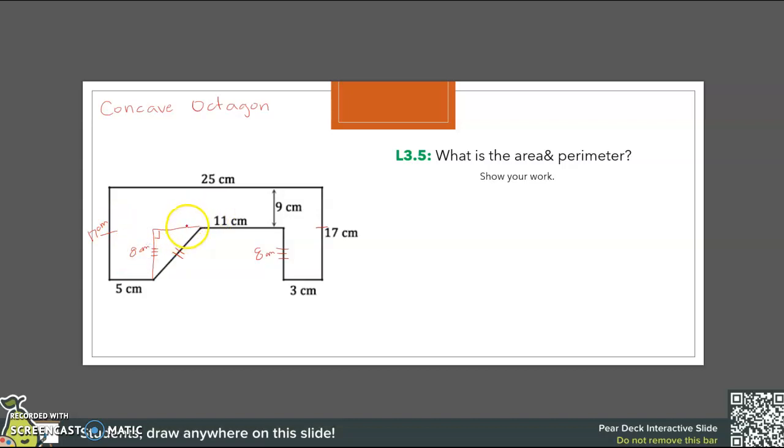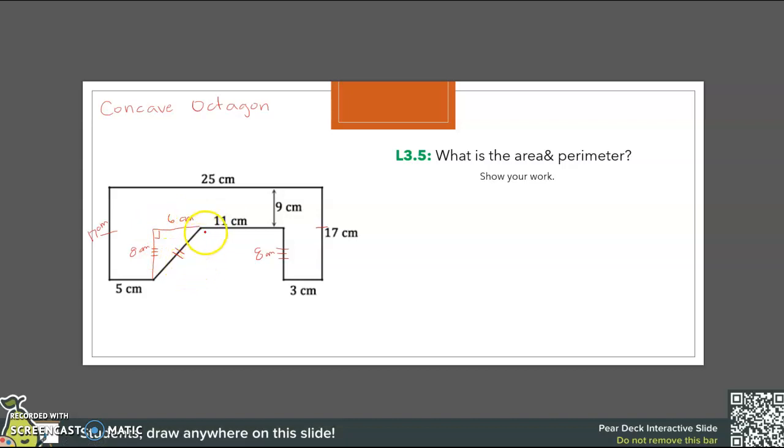This length right here is 25 centimeters minus 5 centimeters minus 11 centimeters minus 3 centimeters. So this length is 6 centimeters. 25 minus 5 is 20. 20 minus 11 is 9. 11 minus 3 is 6.